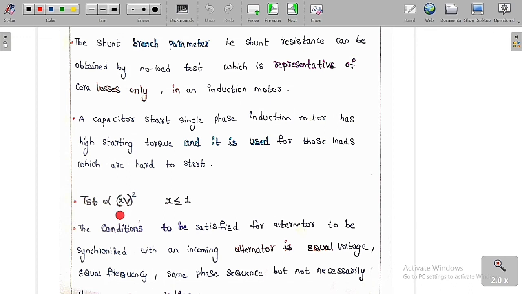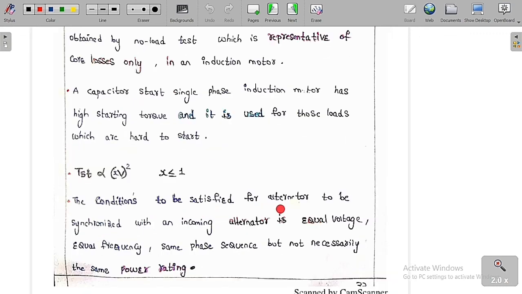The starting torque is proportional to x into V whole square, where x is always less than or equal to 1 for auto transformers. For auto transformers, with the help of tapping, we decrease the per phase voltage. Therefore the starting torque is directly proportional to x into V whole square for an auto transformer, where x is always less than or equal to 1.